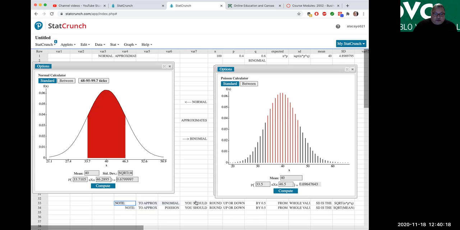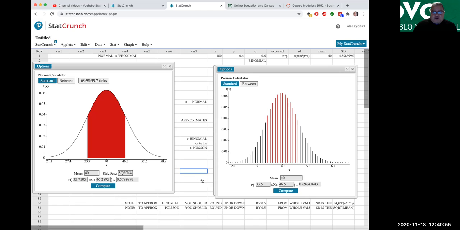So this one slide shows the importance of making the right tweaks to the normal model that you're going to use as an approximation to the binomial or to the Poisson model. I believe that in your lab and your quiz, you have a few problems where you approximate binomials, and I think you may have one that approximates a Poisson.